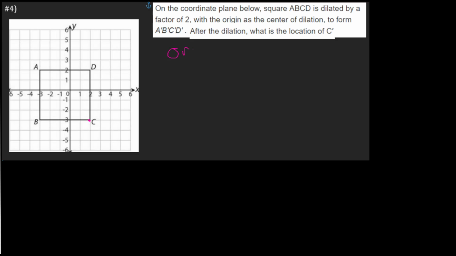So the original C, which we have as the point 2, 3. Since I have this point and it has the origin as the center of dilation, I can count the number of steps that it is away from the origin, but it should now be times 2. So I'm multiplying it times 2 to get our new point.